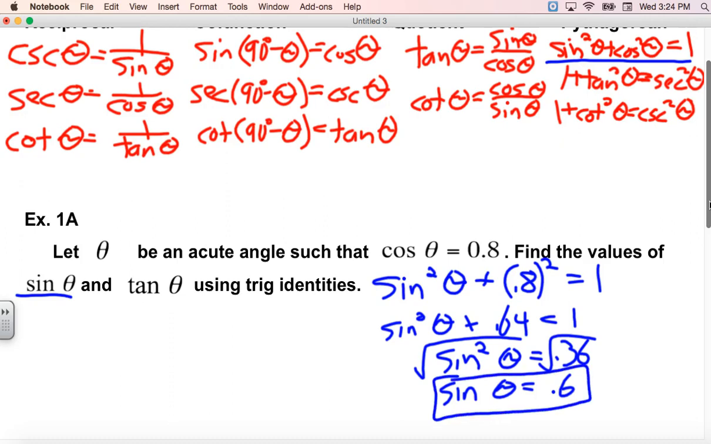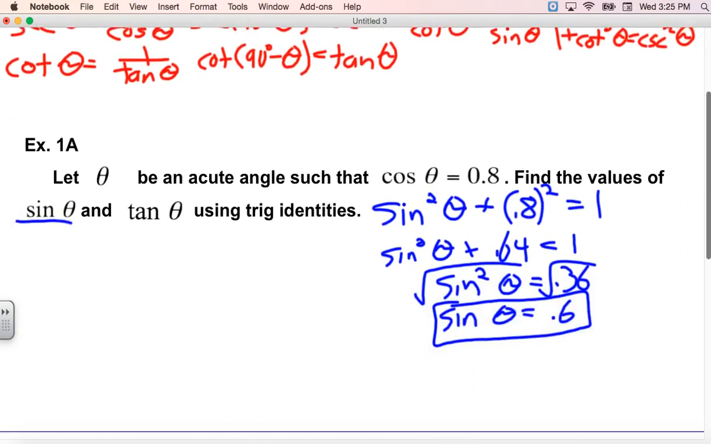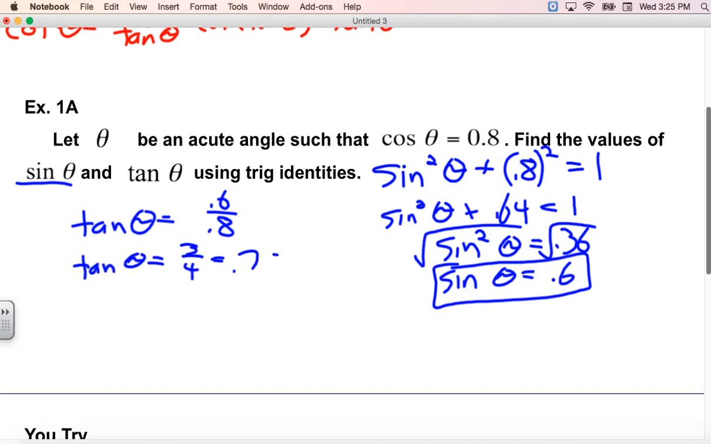Well, now once we know sine theta, we can use our quotient identity, this one right here, to find tangent. Because tangent is just sine divided by cosine. So we found sine is 0.6. So tangent theta is going to be sine 0.6 divided by cosine 0.8. We already knew cosine was 0.8. So that means tangent of theta is 3/4 or 0.75. Either way you want to do it. So there's an example of how you can use those.